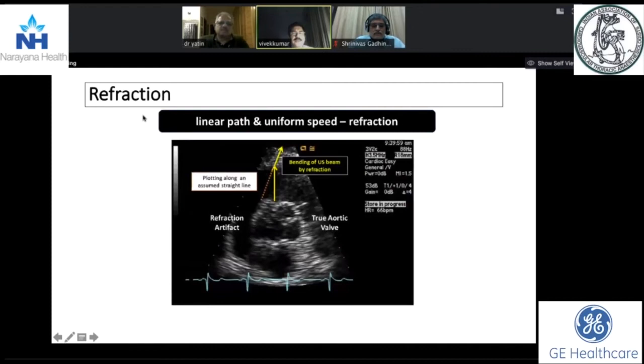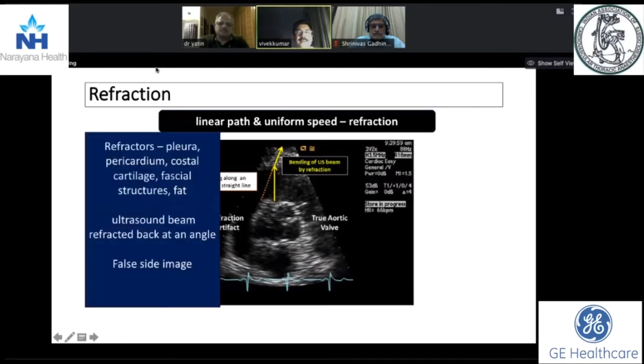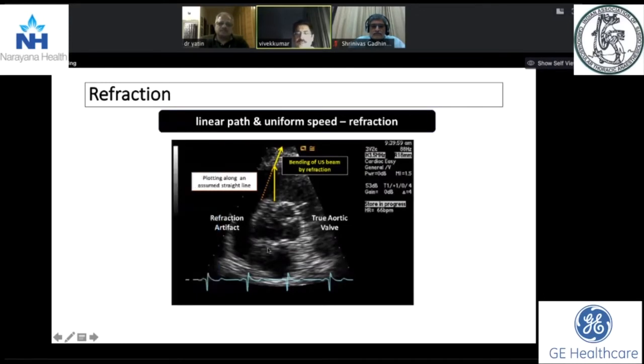Then we come to refraction, and the principle violated here is that the beam follows a linear path and uniform speed. That means the beam being reflected back can be affected both from the transducer to the reflector and from the reflector to the transducer.